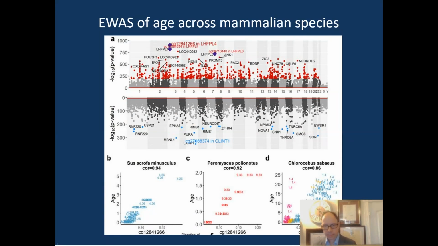So there's one cytosine near the gene LHFPL4, and this cytosine has a very strong correlation with age in pigs, as you see in panel B, high correlation with a deer mouse, panel C, and primates, panel D, which is a particular monkey, the vervet monkey.